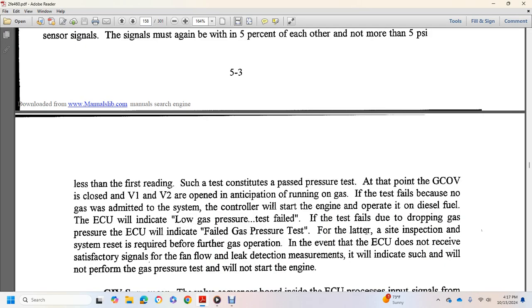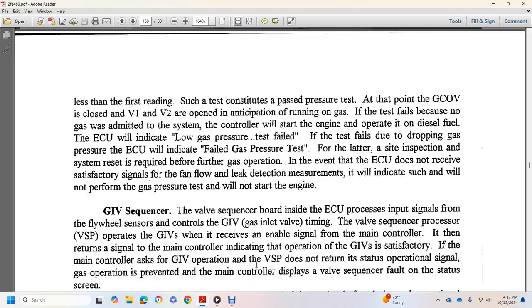If the test fails because no gas was admitted into the system, the control will start the engine to operate on diesel. The engine control unit will indicate the low gas pressure test failed. If the test failed due to dropping pressure, the engine control unit will indicate a failed gas pressure test for later site inspection. A system reset is required before further gas operation. In the event the engine control unit does not receive a satisfactory signal from the fan flow or leak detection measurement, it will not perform the gas pressure test and will not start again.